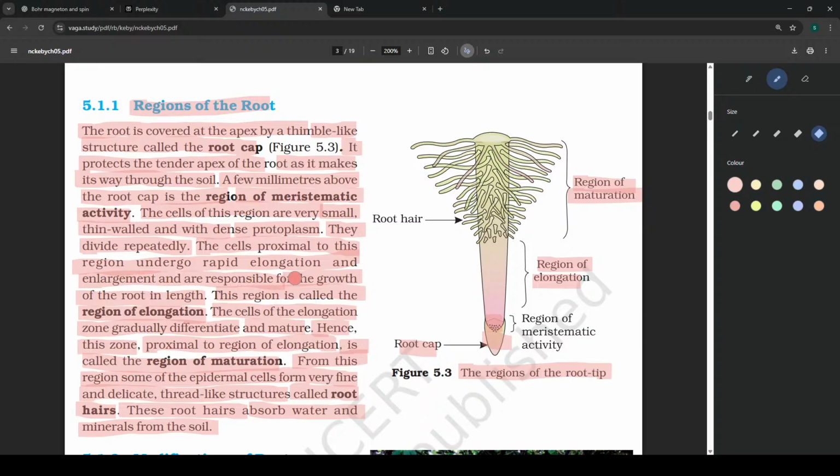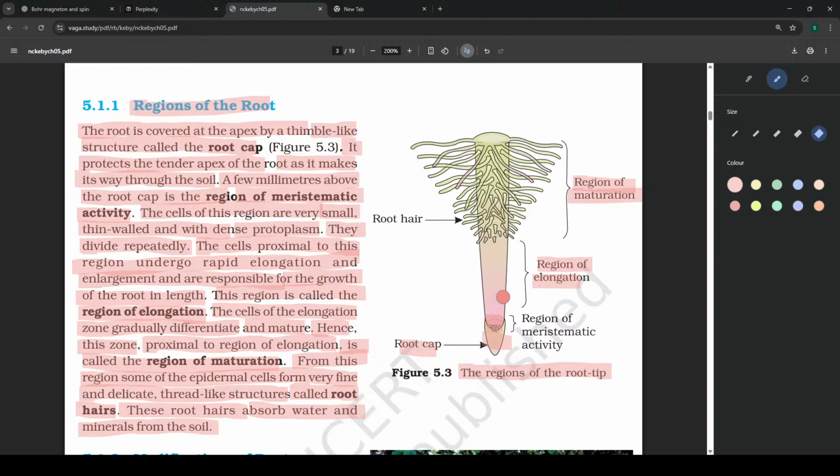They undergo rapid elongation and enlargement, and are responsible for the growth of the root in length. They increase the length of the root. This is the region of elongation. Now, above that is the region of maturation.